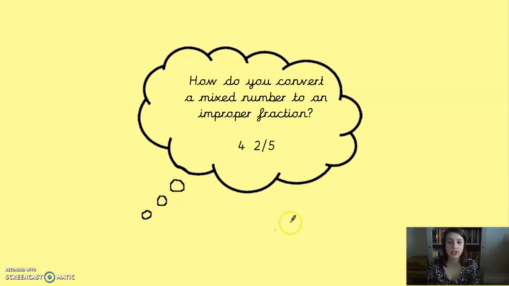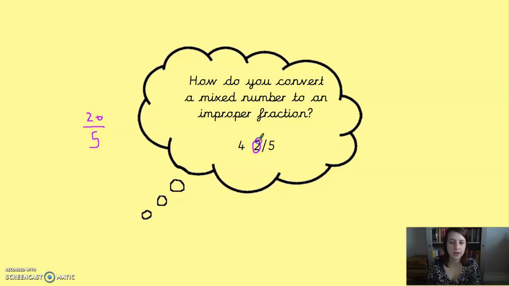So what we do is we are working in fifths. So our fraction is going to be out of fifths. So we've got 4 and 2/5. Now 1 whole is the same as 5/5. So I've got 4 lots of 5/5. So 5, 10, 15, so I've got 20/5. So 4 wholes is the same as 20/5.